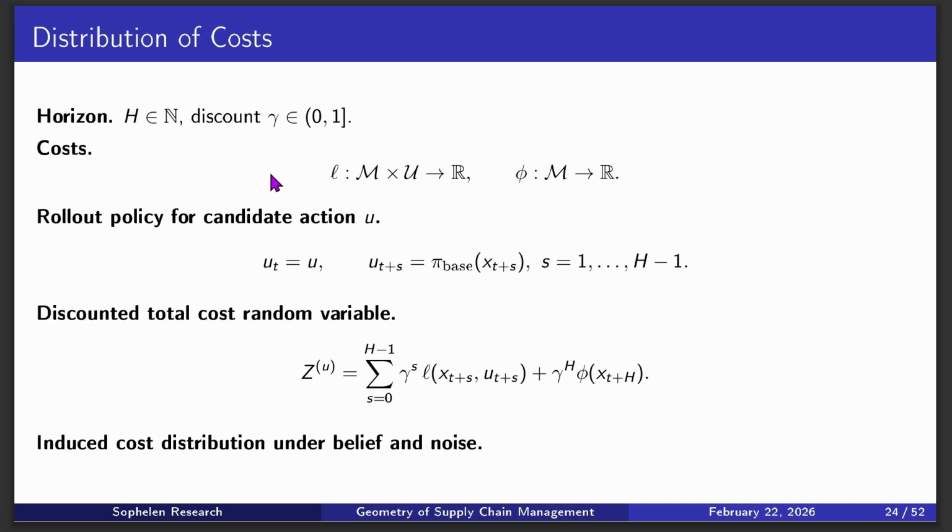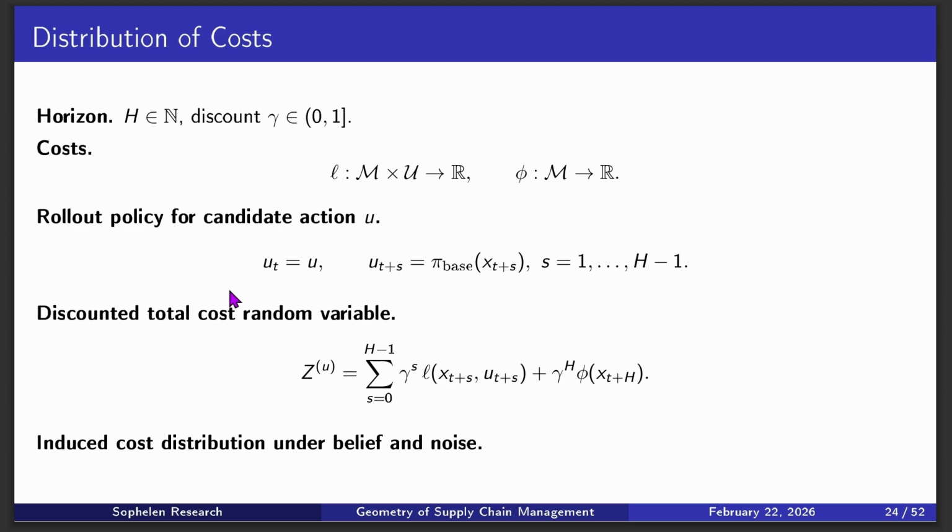So again, we have this cost function that takes a state and an action, and that gives us some cost, which is a real number. And then we have the terminal cost, again from the manifold to a real number.